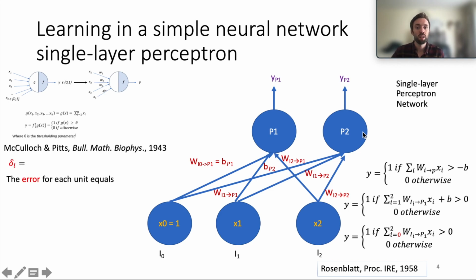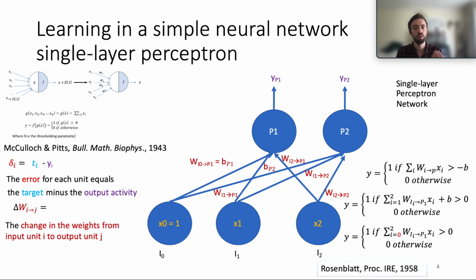So this perceptron learns from its errors as following. The error for each unit equals the target, which is a desired output for a particular input, minus the output activity. And the change in the weights from an input unit i to an output unit j is equal to the learning rate times the error times the activity of the input unit. So the learning rate just dictates how small or big an update to the weights you're going to take at each learning step. And we can see that this rule seems to make sense.